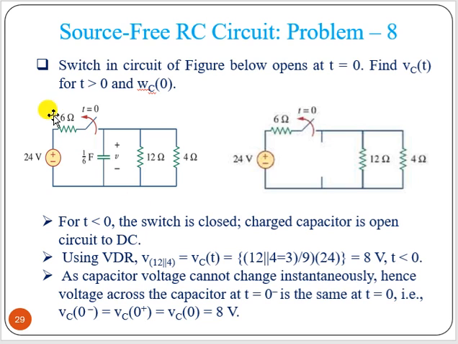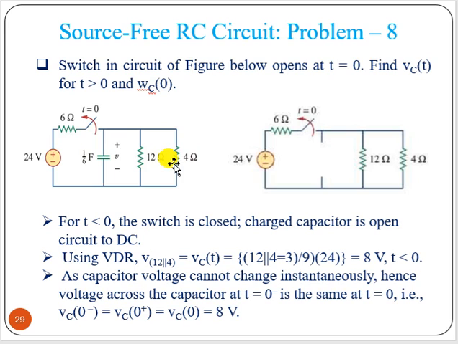Another problem using this switch. Now the switch is open at t equal to 0. When the switch is closed, what happens? The switch is closed, this is open circuited. So whatever the voltage across these two resistances, that will be the voltage across the capacitor.